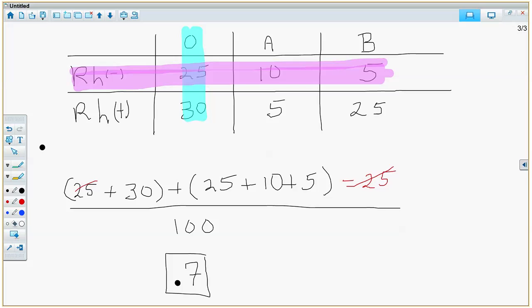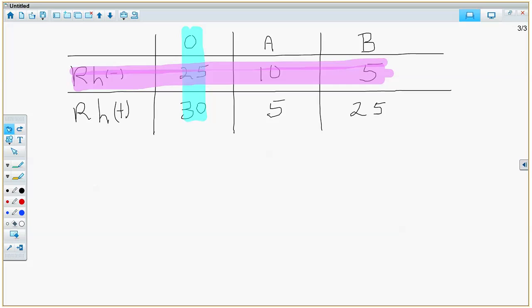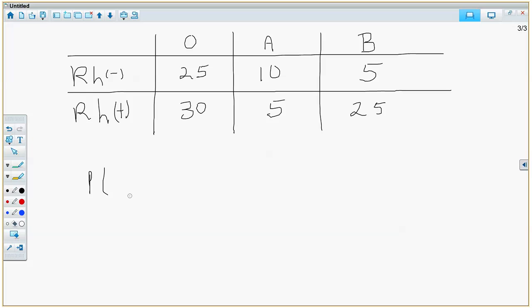Let's do another. How about the probability of A or RH positive? All right, you do that one.